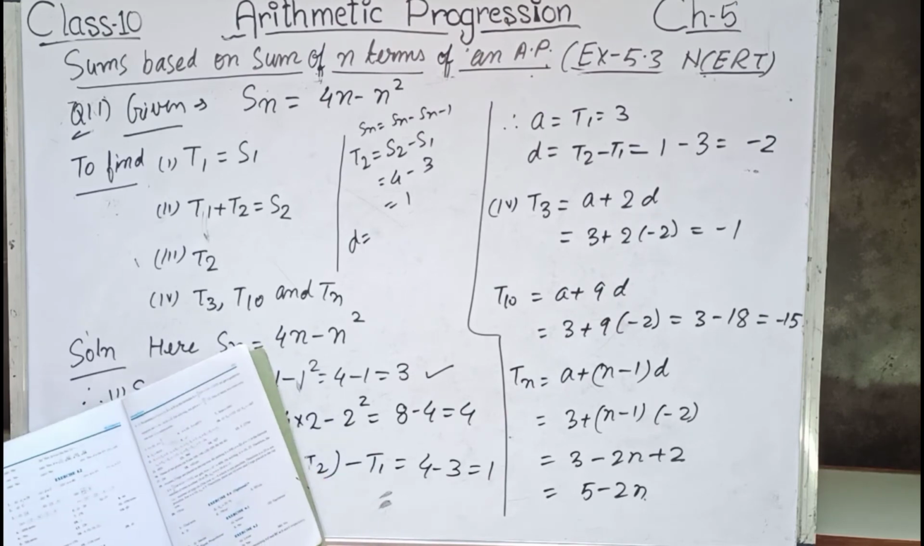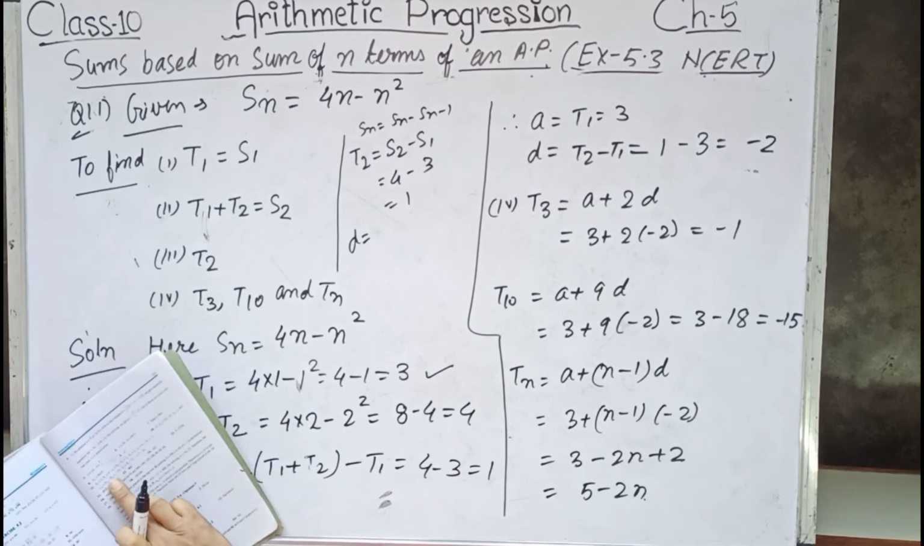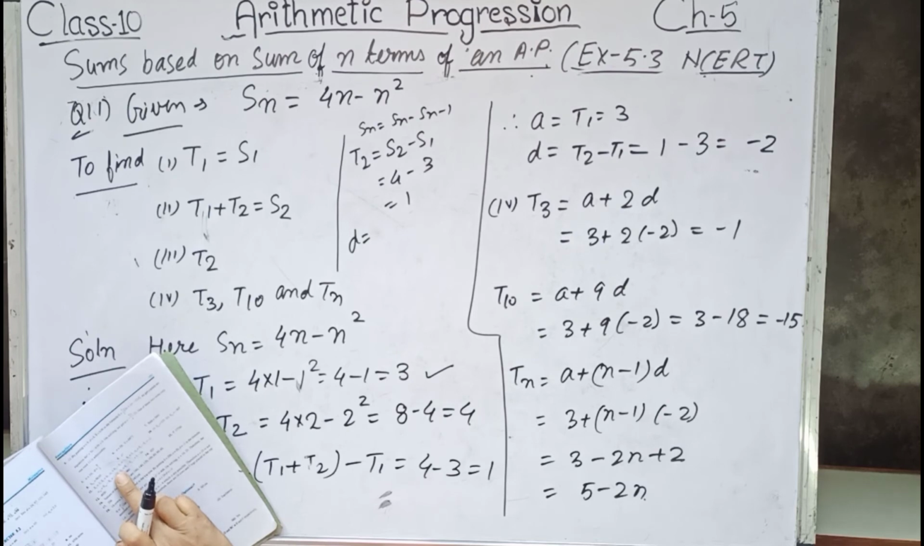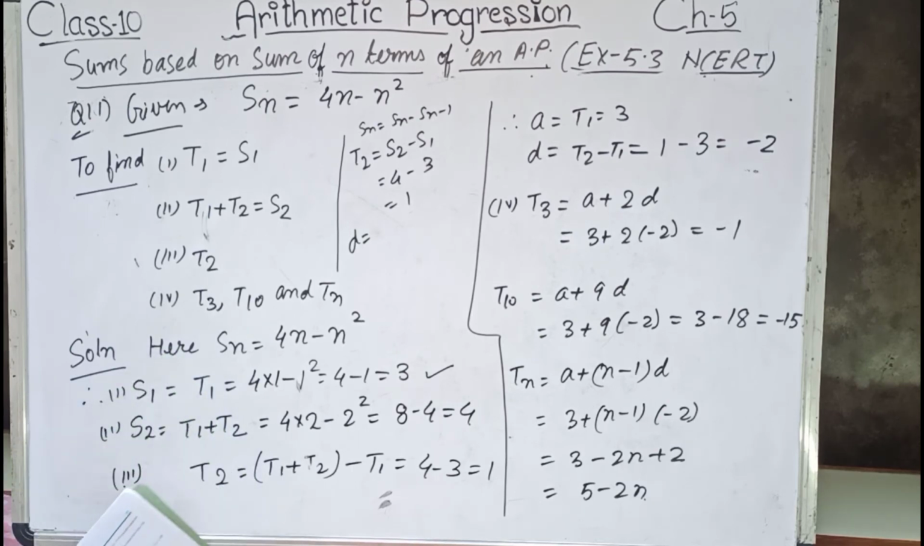5.3, question number 11. S1 is 3, okay. S2 is 4, okay. A2 is 1. A2 means term 2. Term 2 is 1, okay. Then S3 is 3.